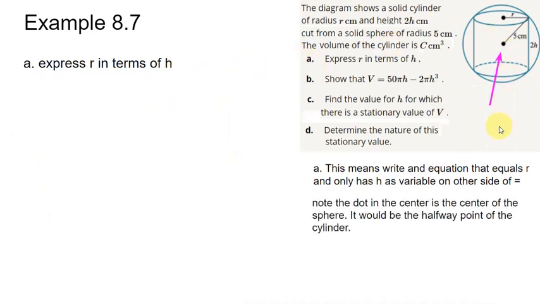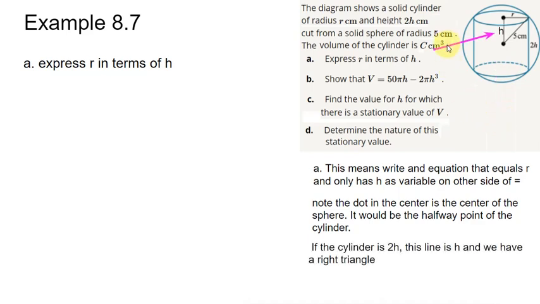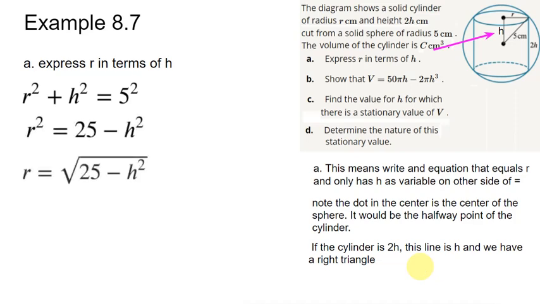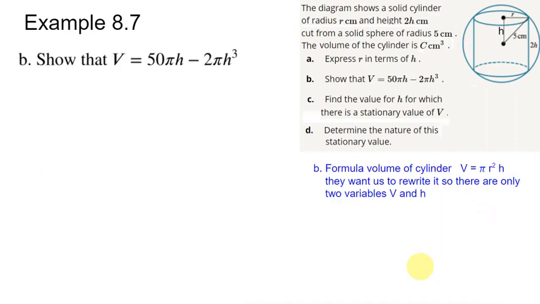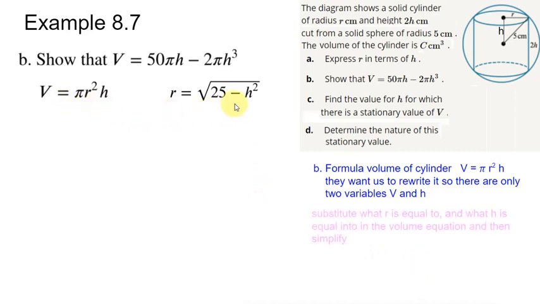First, notice this point right here is the center, and I've got this h here, because if the whole cylinder's height is 2h and that point in the middle is the center, well then that line I've drawn must be h. And it's a right triangle, so I can use the Pythagorean theorem and say that r squared plus h squared is equal to 5 squared, and then I can find out what r is equal to. So now all I've got to do is substitute what r is equal to into the volume formula, which is pi r squared times h. That's the volume of a cylinder.